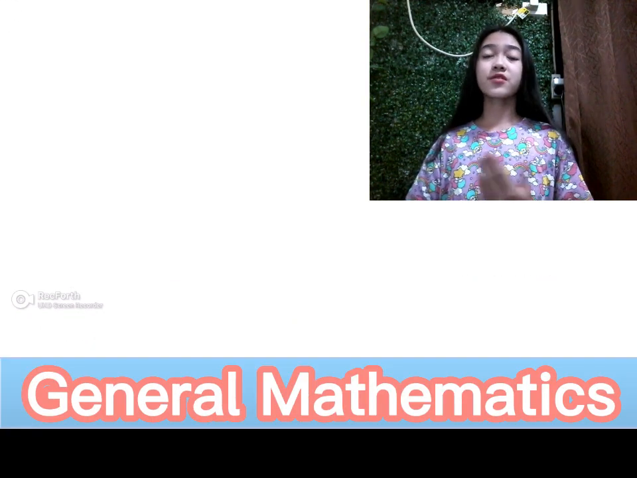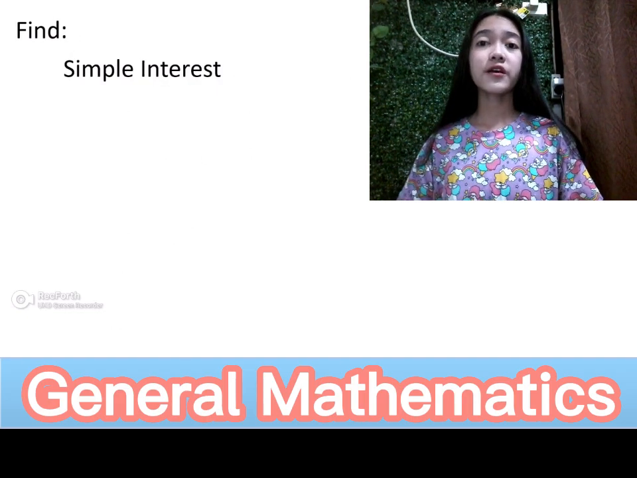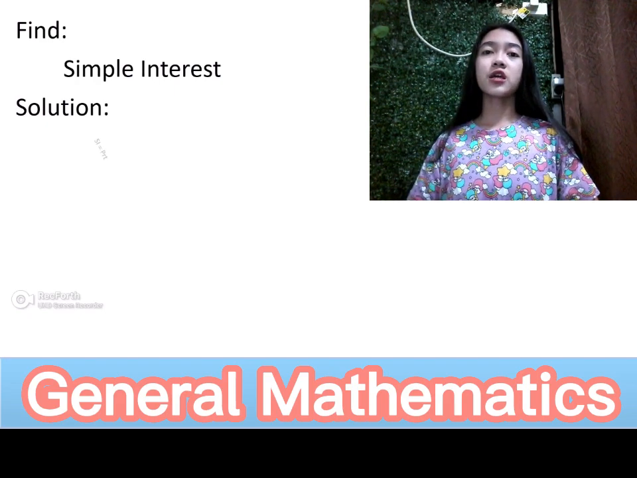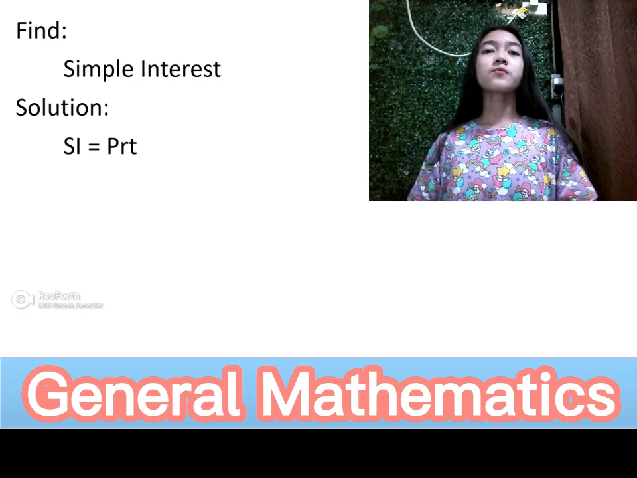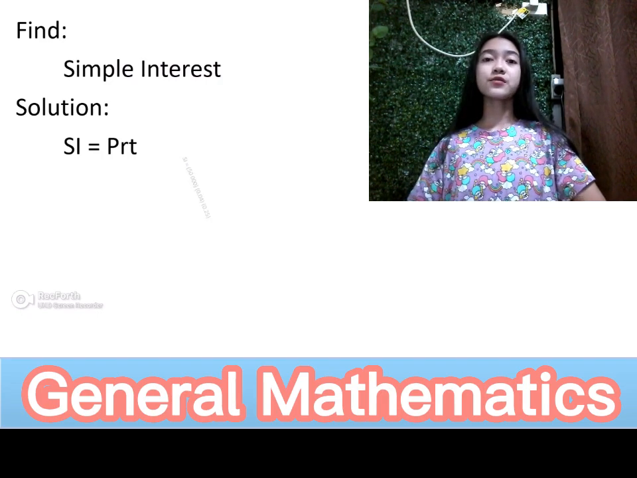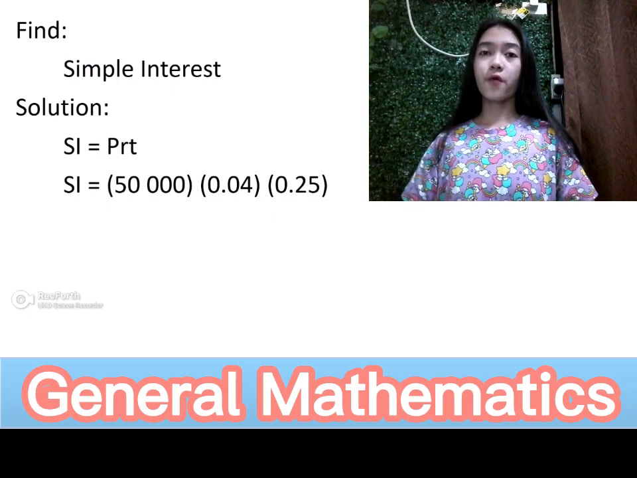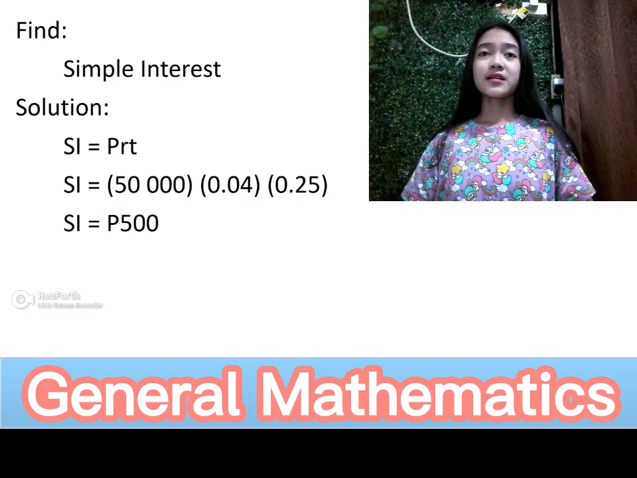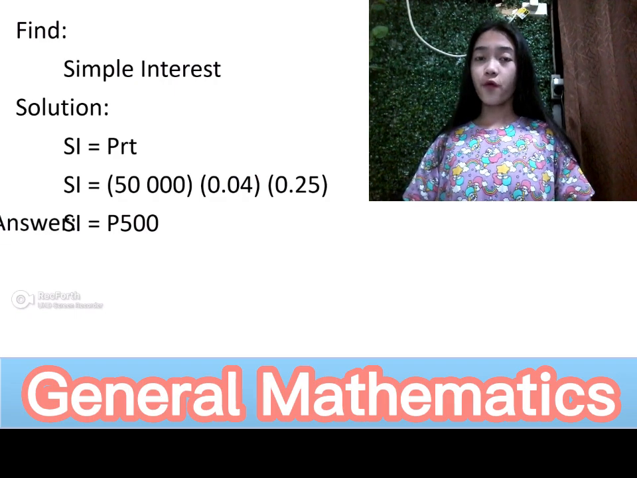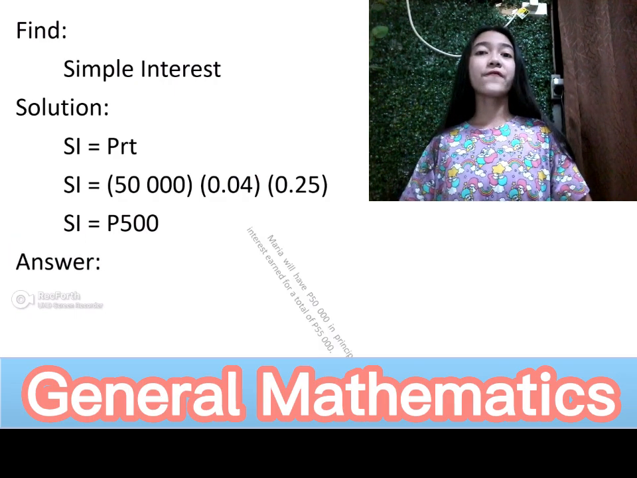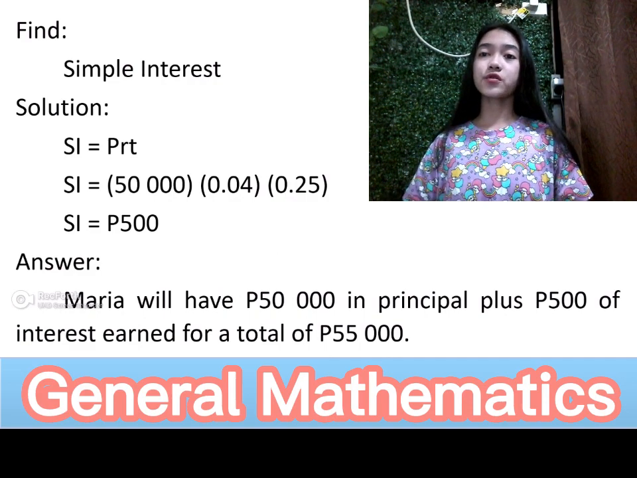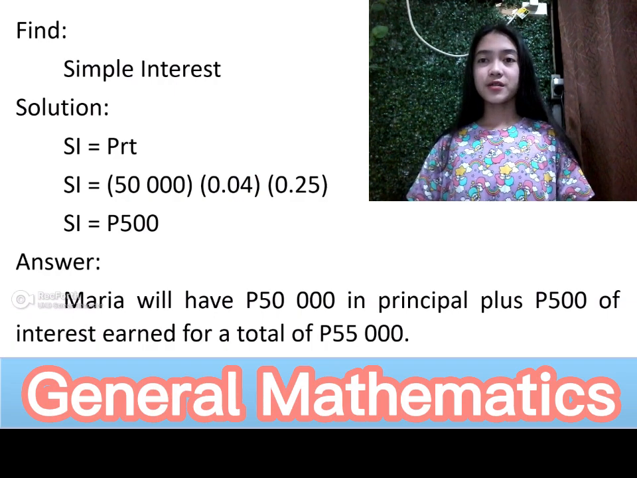In writing the solution, we'll have to write the formula first. The formula for simple interest is SI = PRT. That will make the simple interest equal to 50,000 pesos times 0.04 times 0.25, and that will all be equal to 500 pesos. And the answer to problem number 4 will be: Maria will have 50,000 in principal plus 500 pesos of interest earned for a total of 55,000 pesos.